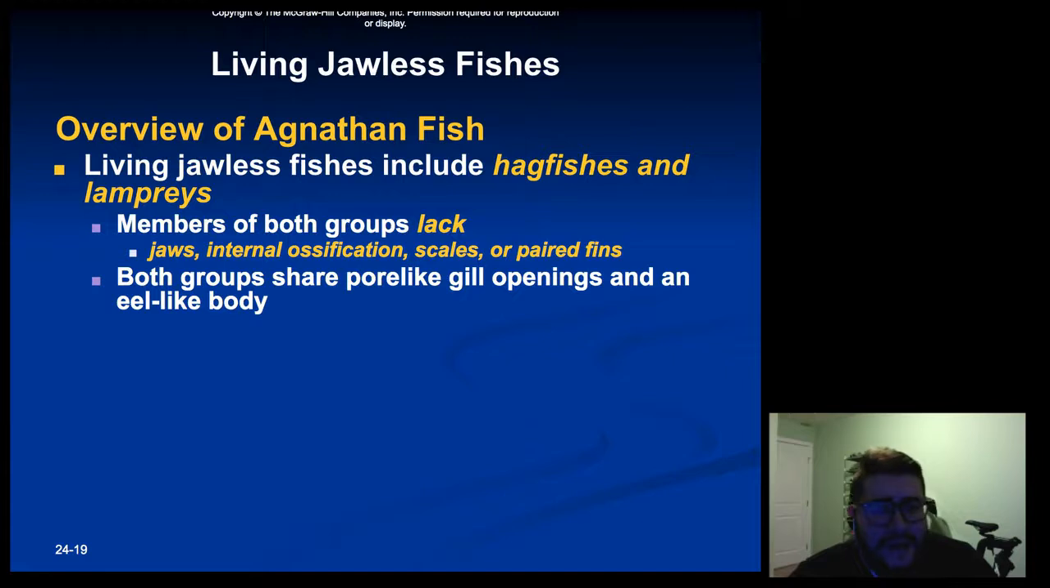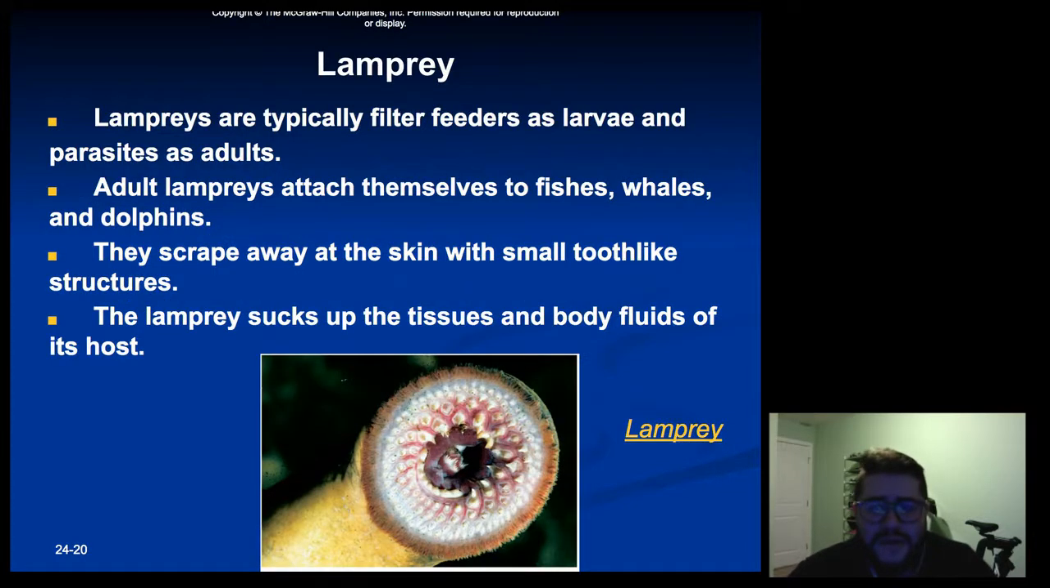So let's start with the agnatha fish. The agnatha fish are living jawless fish. Those are things like hagfish and lamprey. Both lack jaws, internal ossification, which means hard bones, scales, or paired fins. Both groups share a pore-like gill opening and an eel-like body shape.